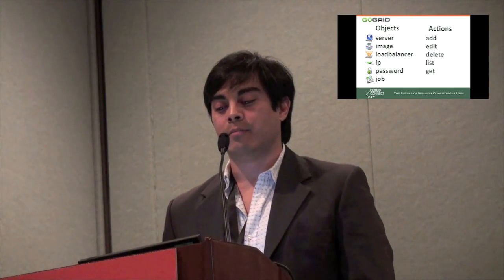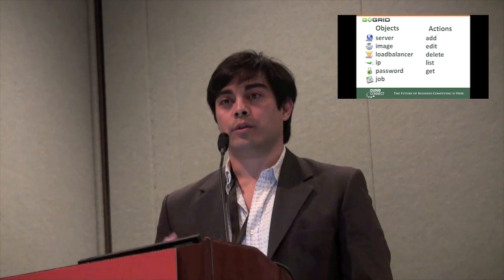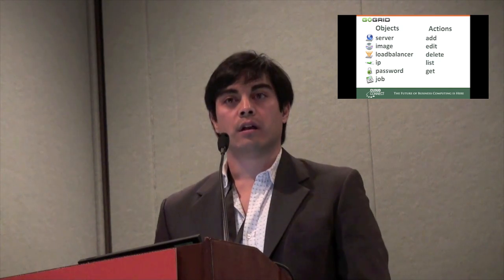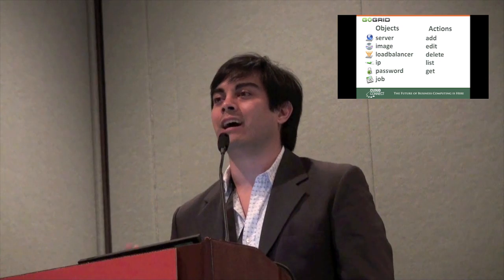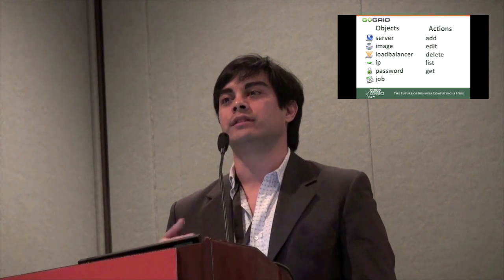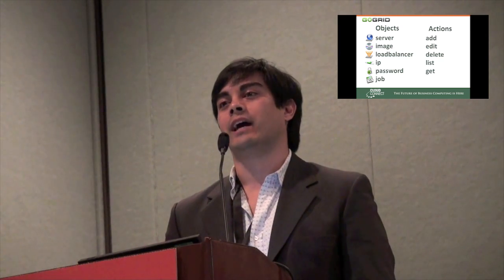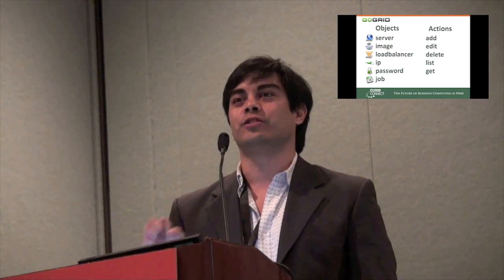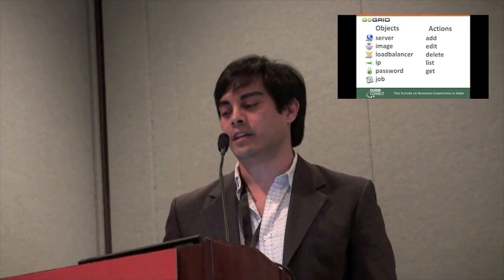Objects that are supported via the API are servers, images, which get spawned and create servers, load balancers, IPs, passwords, and jobs. Jobs are a representation of an asynchronous command. Every API request will instantiate a job, and via the job you can query to see the status of a job that's occurring. When you make an API request, it's important to note that we're not actually instantiating a VM right there. We just reserve the instances and send it back.